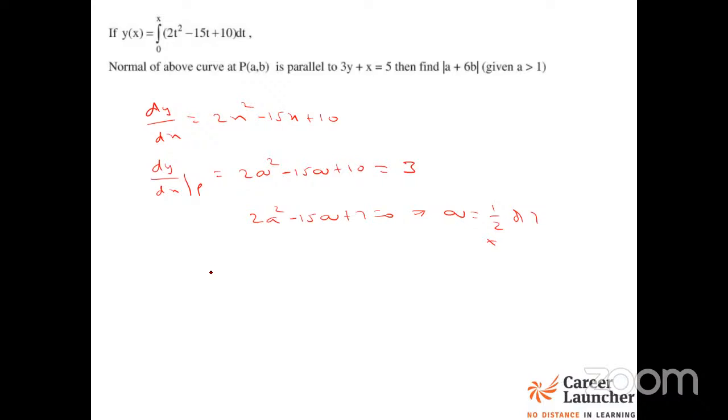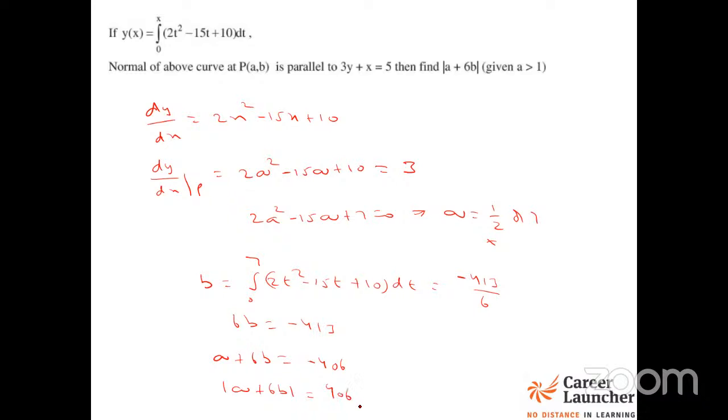Also the point P should lie on this curve. So substituting these coordinates, we get b is equal to integral 0 to a 2t square minus 15t plus 10 dt. So applying limits, we got a is equal to 7. So substituting a is equal to 7, if we integrate and solve this, we get the value of b as minus 413. So a plus 6b will become minus 406. And if I apply mod for this, mod a plus 6b will become 406. This is how we can solve.